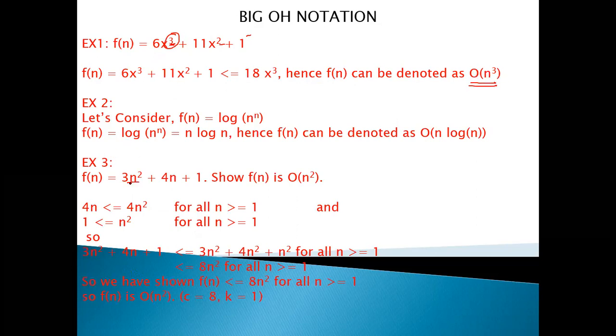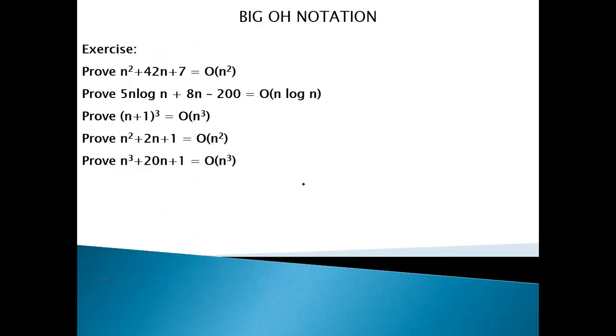So here, order of n square. What is the highest power value? That is the Big O notation. So here this is order of n square. Log n is there, that's why n log n is the order. Power 3 is there, power 2, here also power 3 is there. That is the Big O notation.